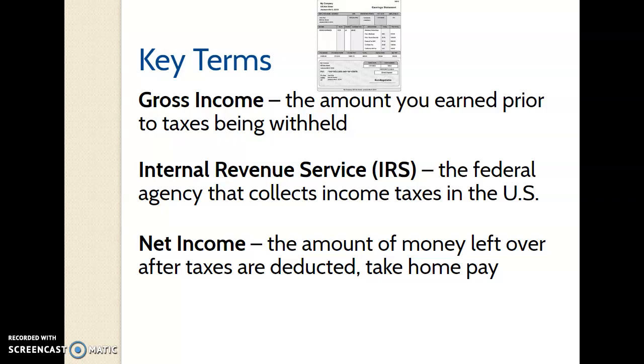The IRS is the federal, emphasis on federal, agency that collects income taxes in the U.S. We also have state revenue services that collect the state income taxes from your paychecks. Net income is the amount left over after taxes are deducted, your take-home pay, which I just mentioned previously when talking about the gross income.